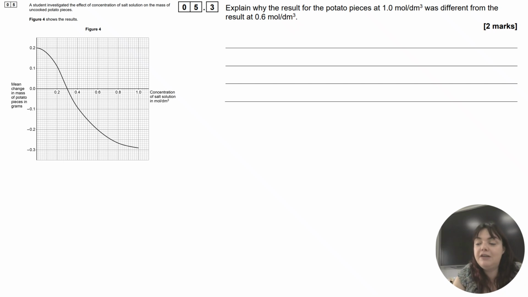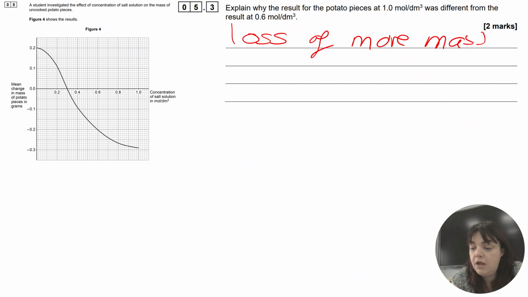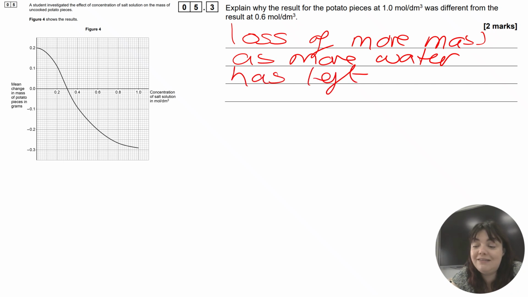Explain why the results for the potato pieces at 1 molar was different than at 0.6. So at 1, okay, it has lost more mass. Okay, so 1, it's lost more mass because more water has left. So loss of more mass as more water has left. And what we need to say here is because there is a greater difference in concentration or a steeper concentration gradient.